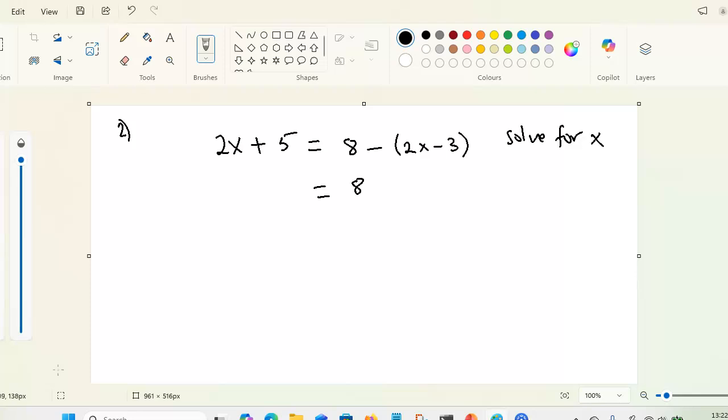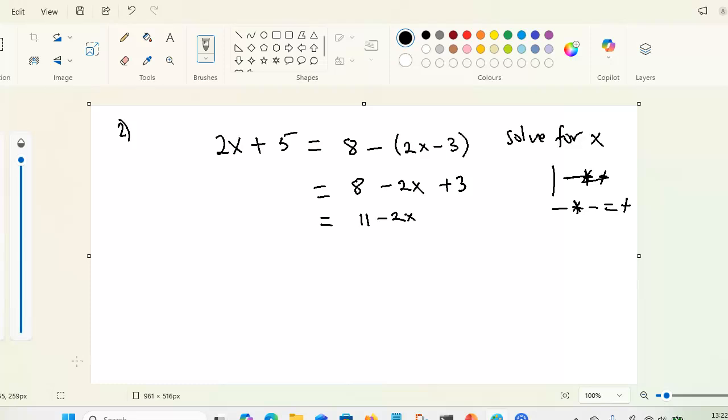Minus times 2x is minus 2x. And minus times minus 3, minus times minus is plus. So it's plus 3. Scratch that. Minus times minus is plus. Okay, so that will be 8 plus 3 is 11 minus 2x.